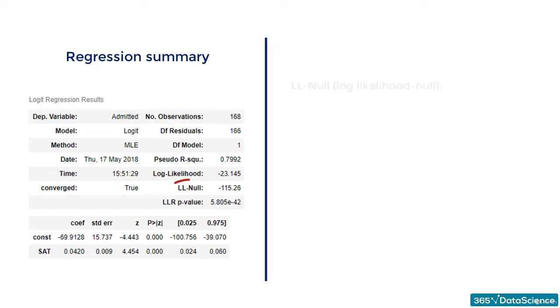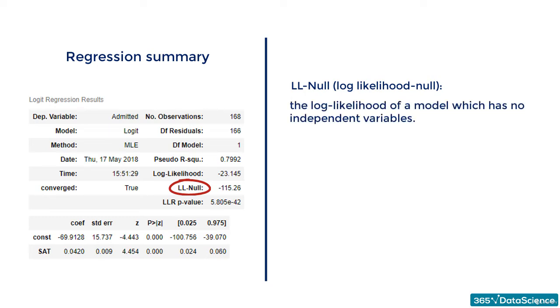Then we have LL null. It stands for log likelihood null. The LL null is the log likelihood of a model which has no independent variables. Actually, the same y is the dependent variable of that model, but the sole independent variable is an array of ones. This array is the constant we are adding with the addConstant method.